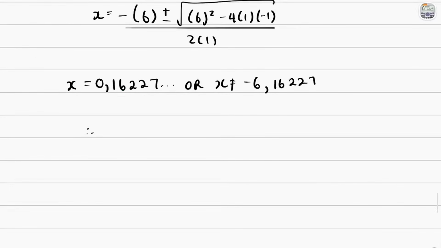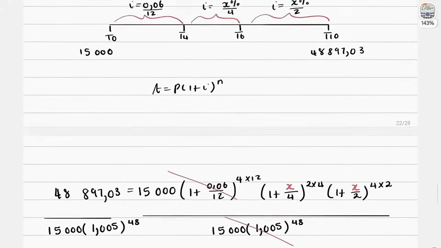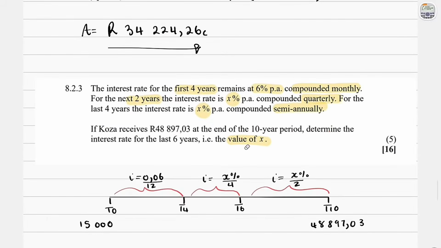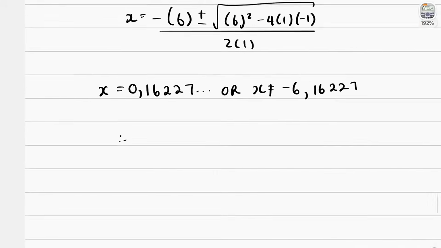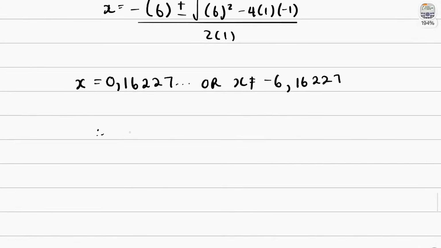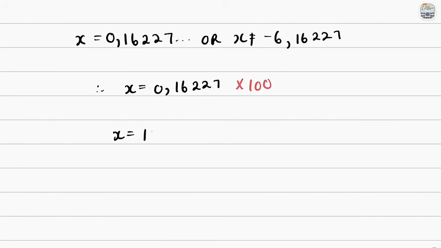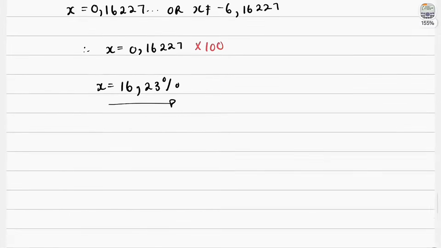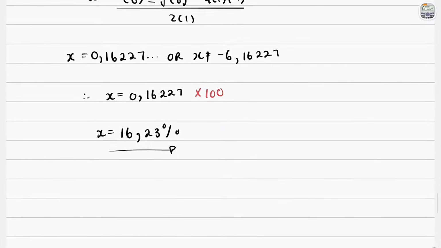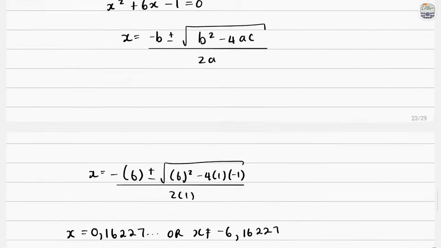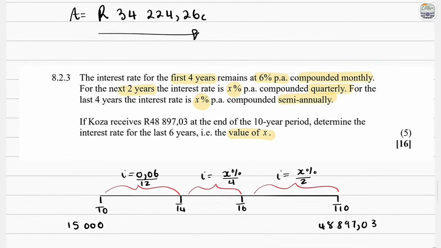We'll accept this one. And the question specifically was, what is the value of x? But we know that this is a rate. So we're going to put it as a rate by multiplying it by 100. And so therefore, x is equal to 16.23%. Okay, so that is our answer. That rate is 16.23%. And that is it for question 8.